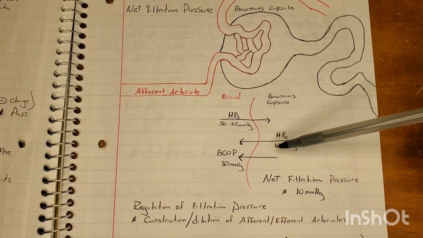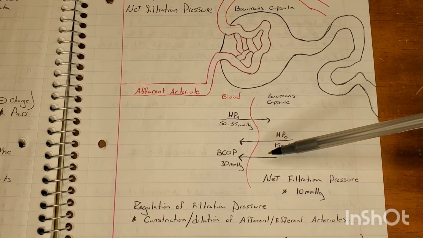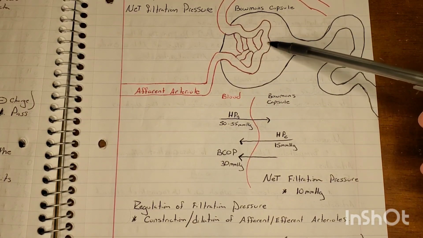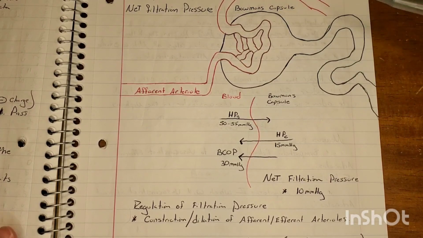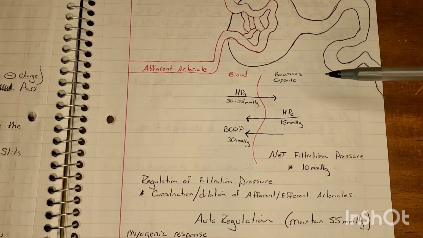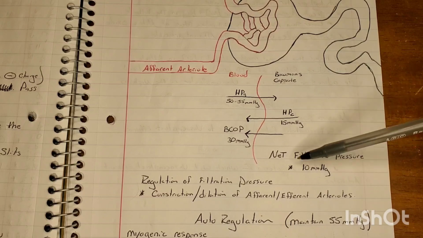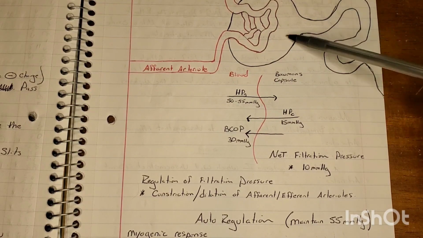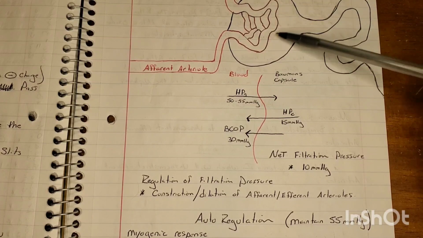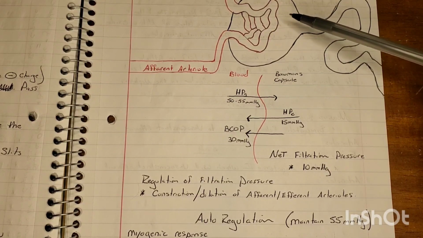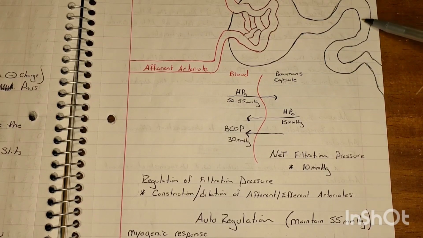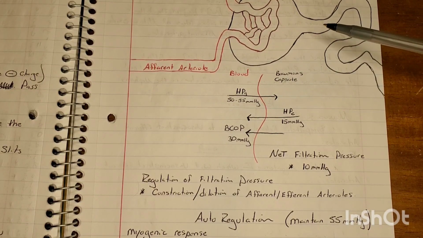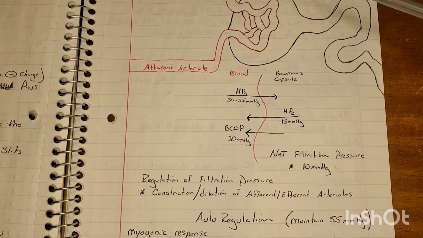And then the BCOP, this is our blood colloid osmotic pressure, is going to be pulling back into the capillary as well. So when you do the net filtration math, you come out to a net filtration of about 10 millimeters of mercury. And it's important to remember that we also don't have lymphatic systems in the kidney. So once this gets into the kidney, we have about 10 millimeters of mercury pushing into the kidney. That's what's going to start our process for filtration, reabsorption, secretion, and excretion.